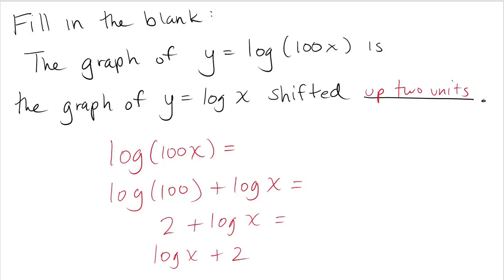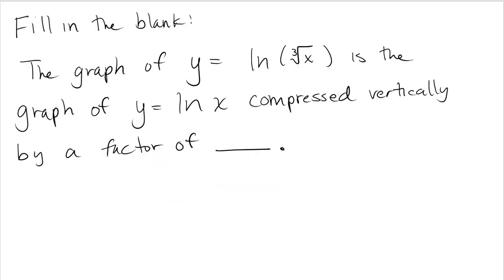Let's do another example like this, but here we would be stuck without the properties of logarithms because we don't have a transformation rule for something like this. This says the graph of y equals the natural log of the cube root of x is the graph of y equals the natural log of x compressed vertically by a factor of blank. We're going to fill in the blank. We have no rule for how to change a graph based on cube rooting the input. The effect of cube rooting the input would depend on the function that you've got. But with logarithms, we're in luck.